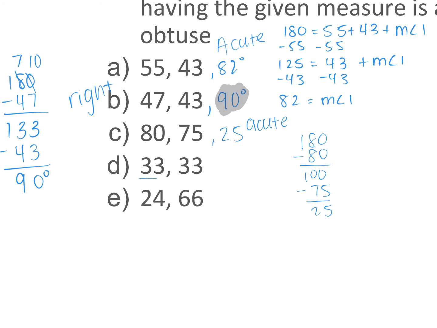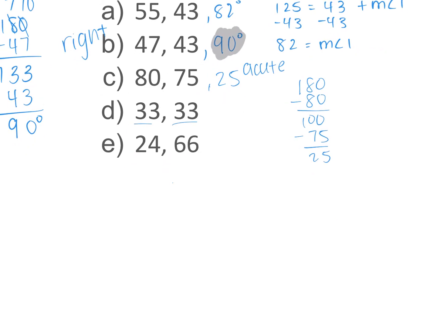For D, if we have two angles, their angles are 33 and 33. We do 180 minus 33. Cancel, this becomes a 7, this becomes a 10. 10 minus 3 is 7. 7 minus 3 is 4. 1, bring down the 1. 147 minus 33. So we're going to get 4, and we're going to get 114. So our last angle needs to be 114. That angle is obtuse, so this is an obtuse triangle. As long as one of your angles is obtuse, it becomes an obtuse triangle.